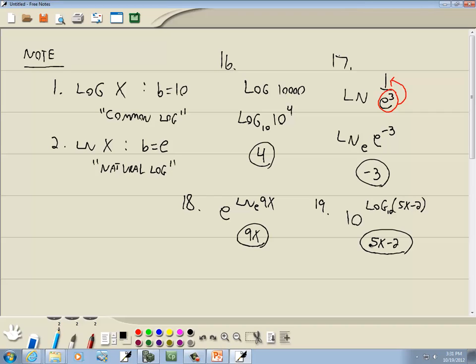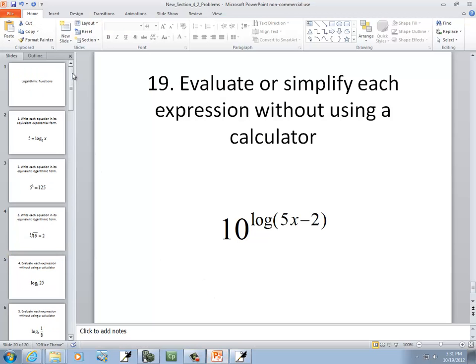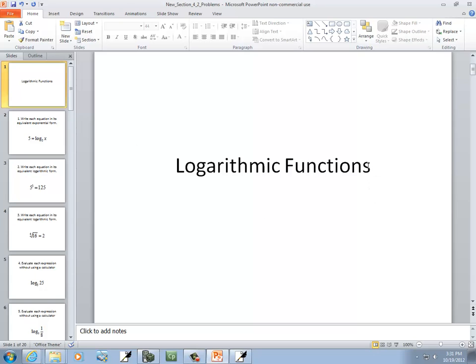Now technically, you'd want to put some kind of restriction on those so that you don't have log of 0 or log of a negative number. But that's not what they're asking for here. They just want you to simplify it, find out the value of it, not worry about the domain. And I believe that's the end of that section. Yes, it is. So, logarithmic functions.